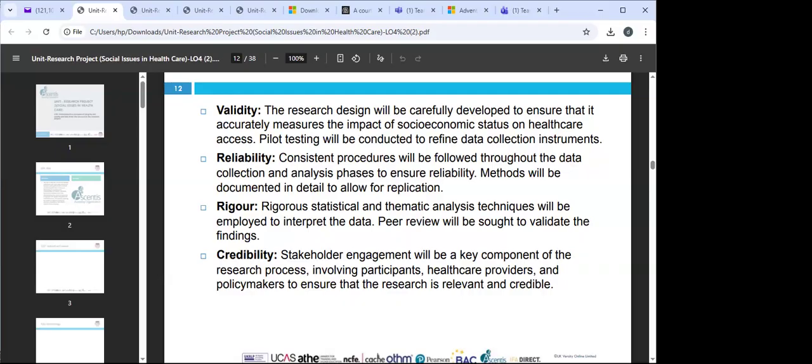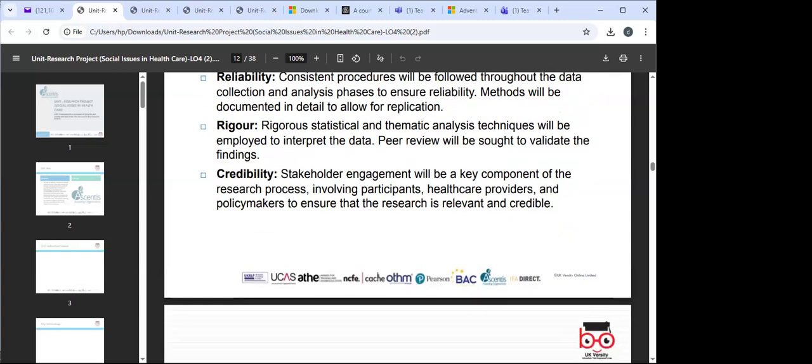Credibility. Stakeholder engagement will be a key component of the research process, involving participants, healthcare providers, and policymakers to ensure that the research is relevant and credible. Your research should be relevant and it should be credible. Relevant in what sense? In the sense that you are trying to solve a problem.